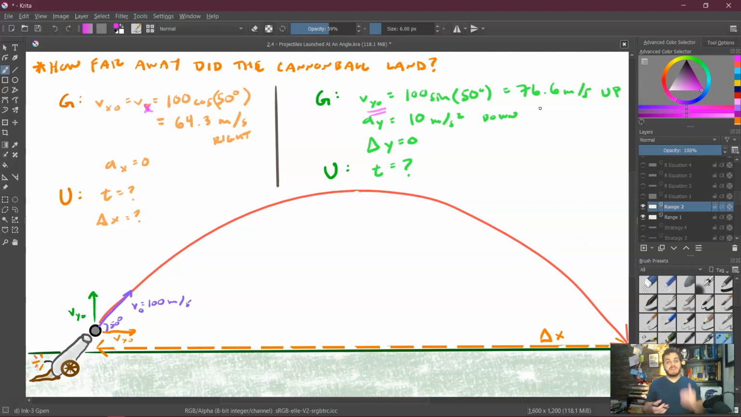Now the acceleration is 10 meters per second squared down, and because we're looking from the point where it leaves the ground to when it returns to the ground, remember we said we can go ahead and treat this as y equals 0, the delta y will be equal to 0. And the only unknown we therefore have is time.